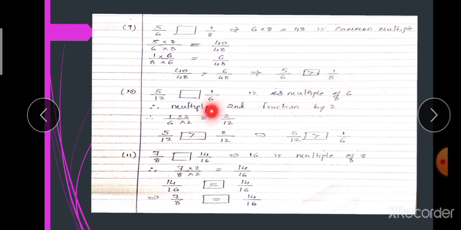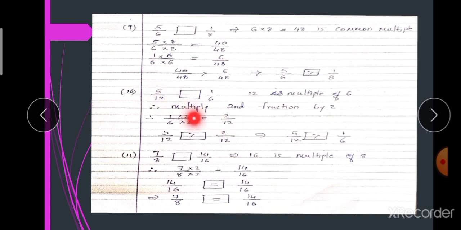Therefore we get 40 upon 48 is greater than 6 upon 48 and therefore 5 upon 6 is greater than 1 upon 8. Next example, 5 upon 12, 1 upon 6. 12 occurs in the table of 6, or I can say 12 is a multiple of 6. Therefore, we will multiply the second fraction, 1 upon 6, by 2 in the numerator and denominator, and we get 2 upon 12.